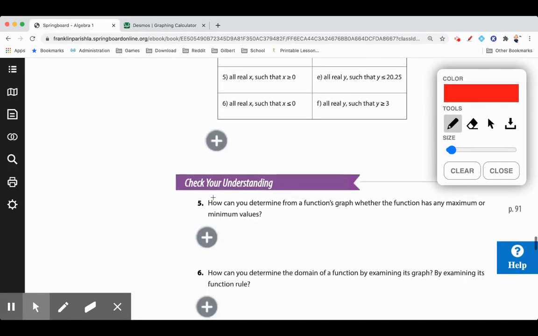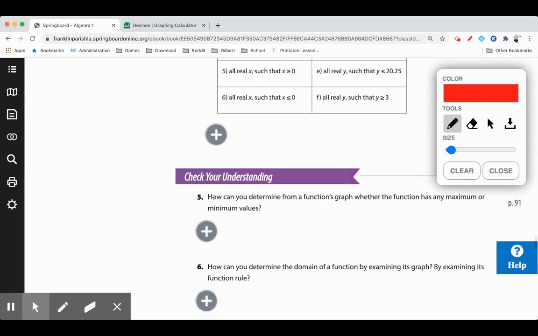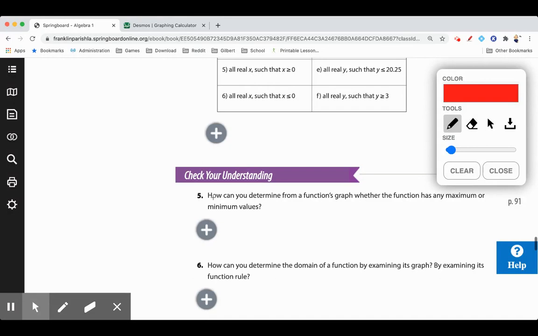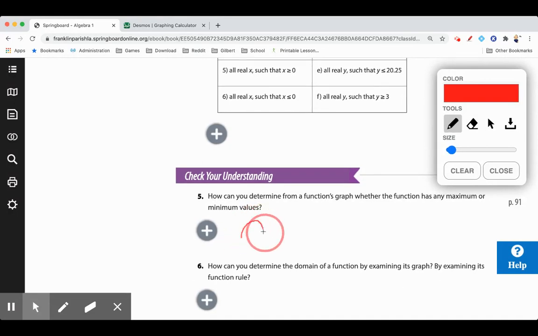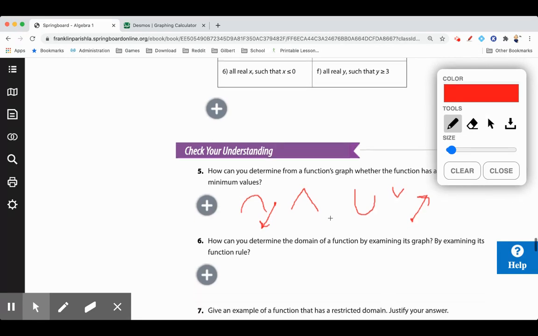How can you determine from a function's graph whether it has any maximums or minimums? Well, maximums would be if it had an endpoint or a hill. Vertex, maximum, and minimum would be if it had something that looked like that, or it had an endpoint. Okay, right there. A maximum endpoint would look like just the opposite, where it has a point right there. So maximums and minimums you can tell from the graph if it has stopping points along either the top or the bottom.